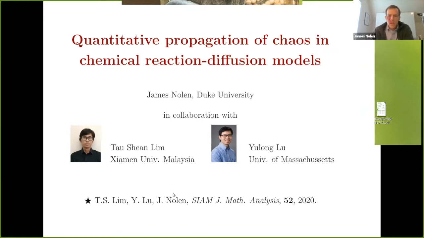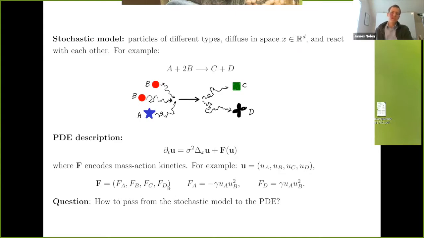So our work and this talk is about spatially distributed chemical reaction networks. And we're interested in better understanding the bridge or link between stochastic microscopic models and macroscopic PDE description, both of which are used commonly in the biochemistry community.